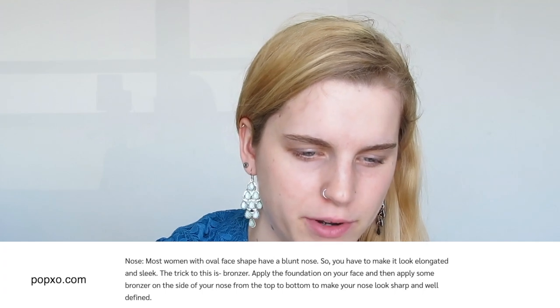I'm basically an egg. So now that I finally know which face shape I have, I can look up some makeup tips that would fit my face shape the best. Face shapes and makeup tips. Most women with oval face shape have a blunt nose.